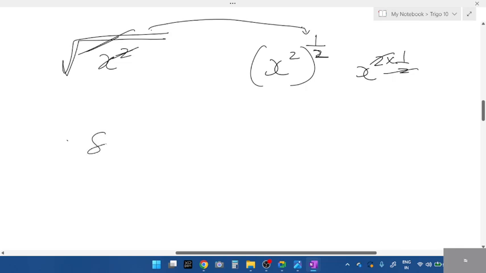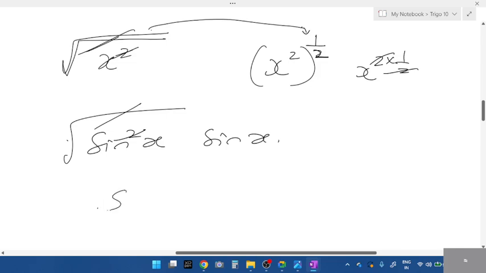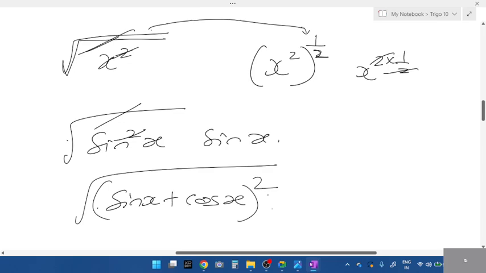Right? In the same way, if there is sine square x, and if you have a root, you can cancel it out and write it as sine x. In the same way, sin x plus cos x, root is given. If you have a square on top of this, you can cancel it out. Only sin x and cos x. So therefore, to eliminate a root value, we need to have a square.